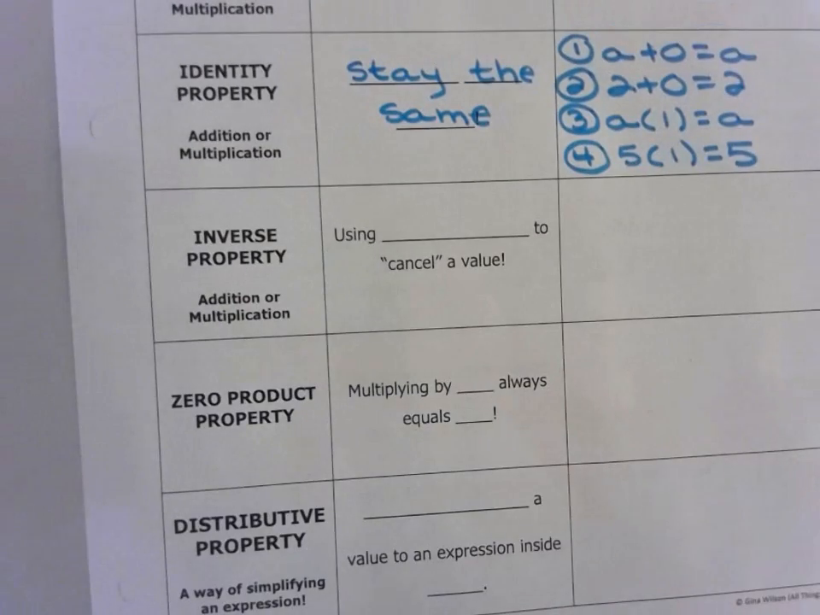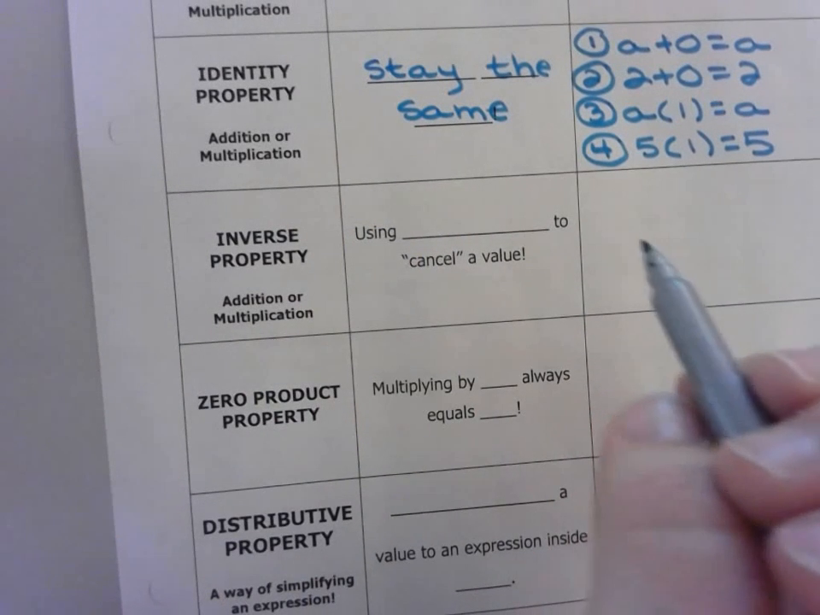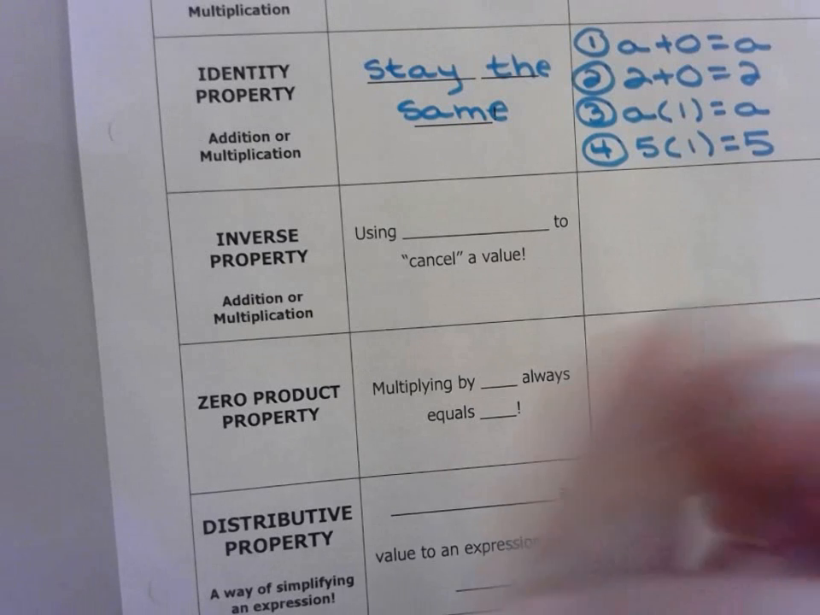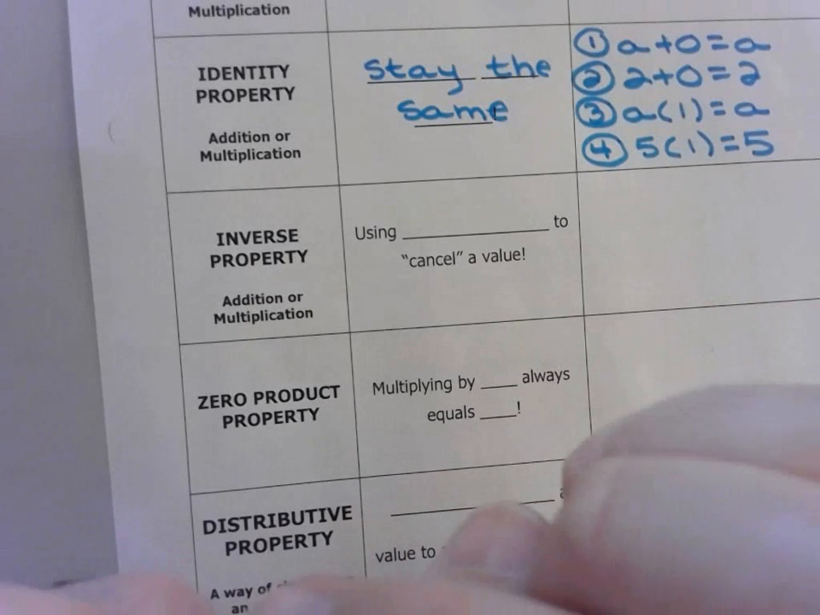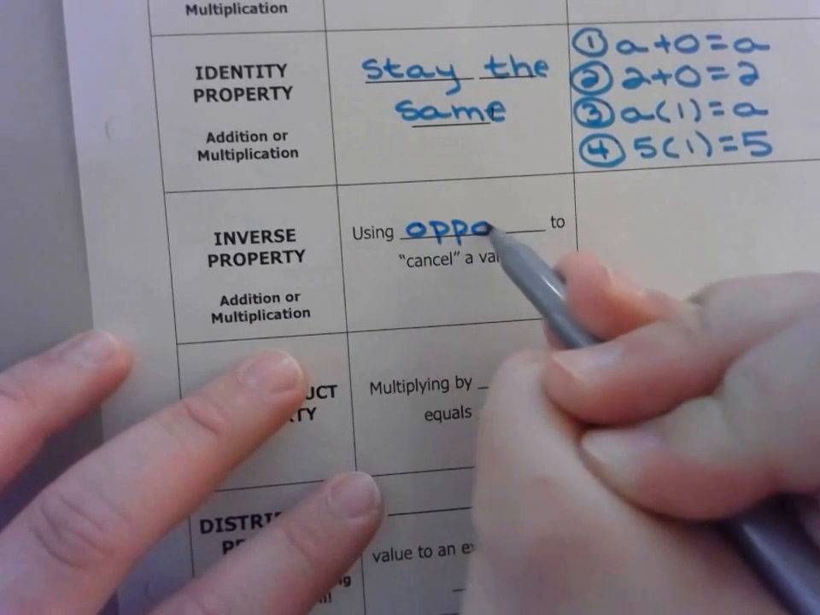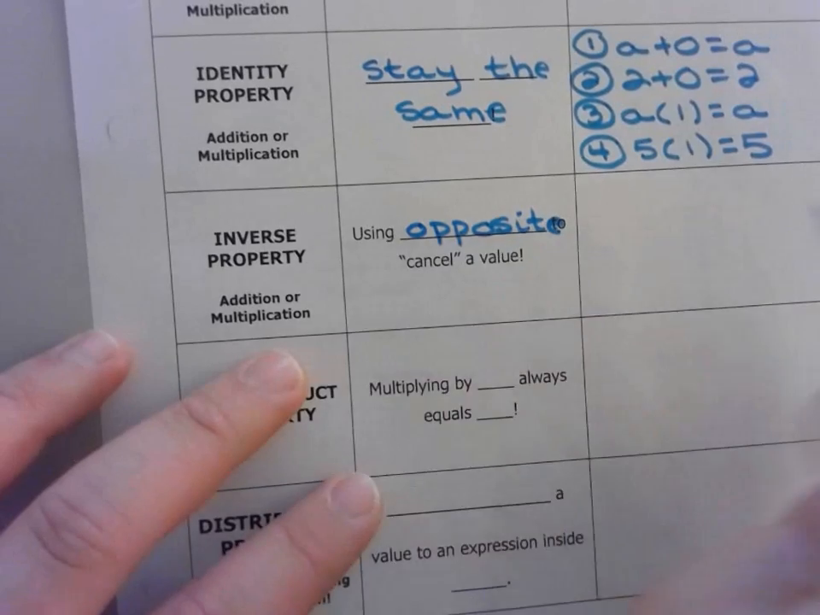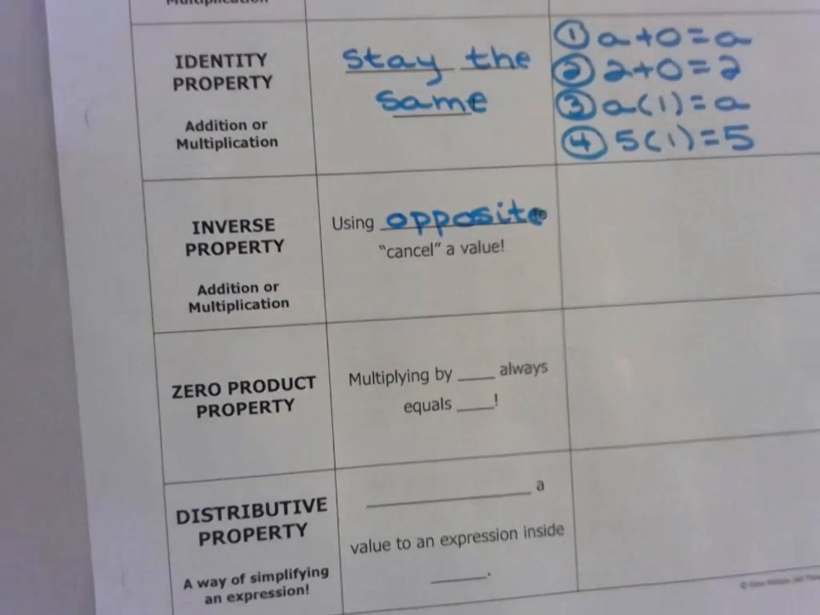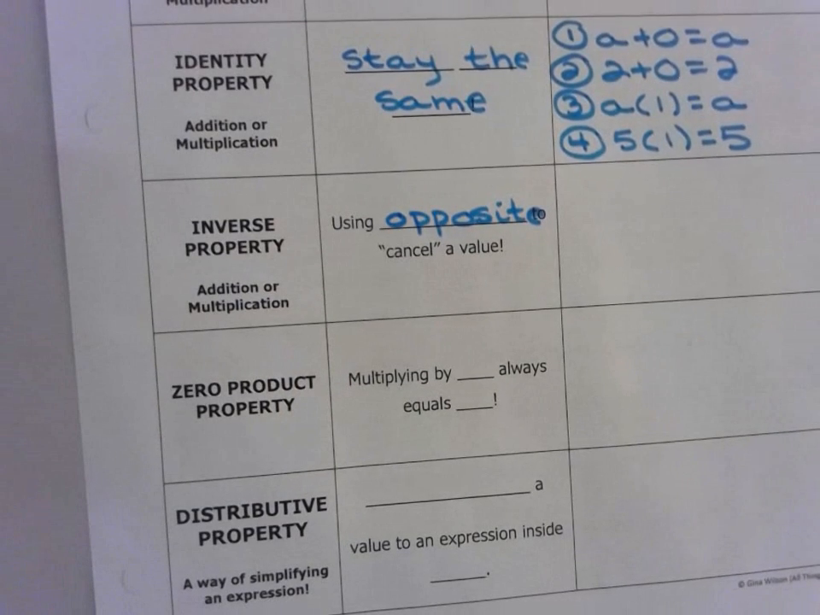Inverse property. What does inverse mean in math and algebra? If I want the inverse of something. Opposite. So we are going to use the opposite to cancel something out. This one's a little tricky, but we'll get through it. Inverse means opposite. And then you have an inverse property of addition or multiplication. So think about I want to use the opposite to cancel something out.